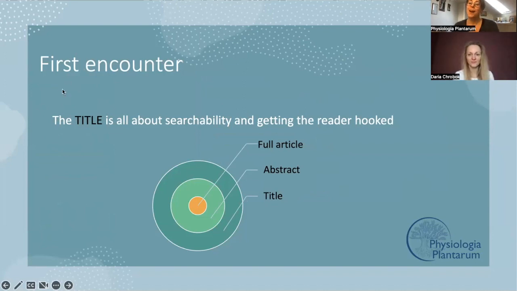Perfect. Okay, so let's start with the title. Basically, that's the first thing that people will encounter. It's the thing that when you search for articles, this is what you will find. And many search engines and so on, they will just index the title, not even always the abstract. So it's important that the title is searchable and that it's interesting enough to draw in the readers, basically.